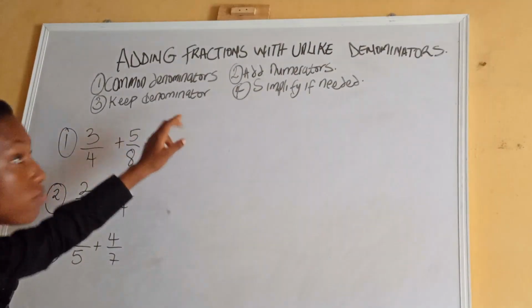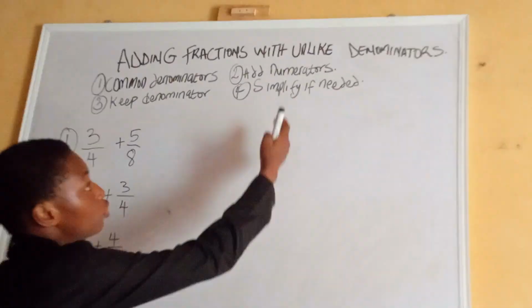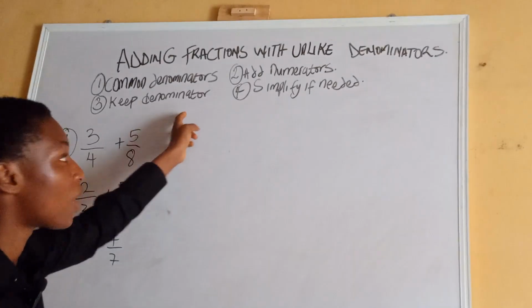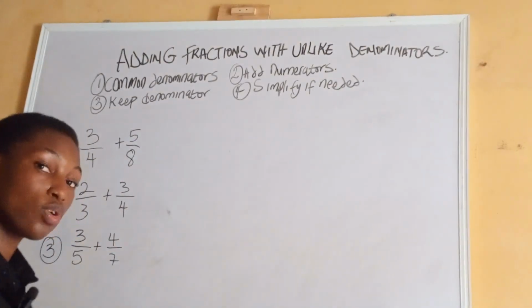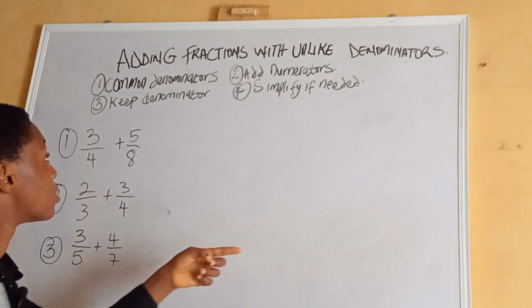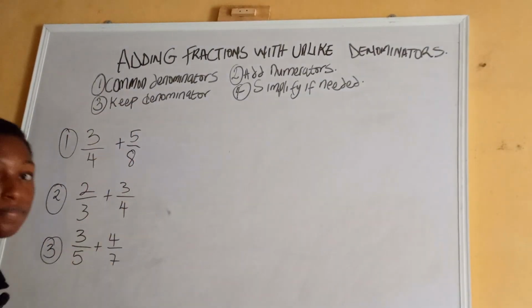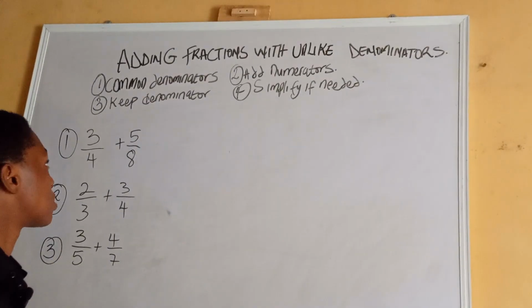First, make sure you have common denominators. Then you add the numerators, you keep the denominator, and then you simplify if needed. So it's almost like the same steps as when you have like denominators, but the first thing we need to do here is to find the common denominator. All right, let's get right into it.